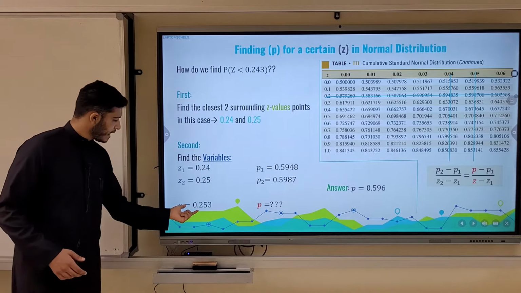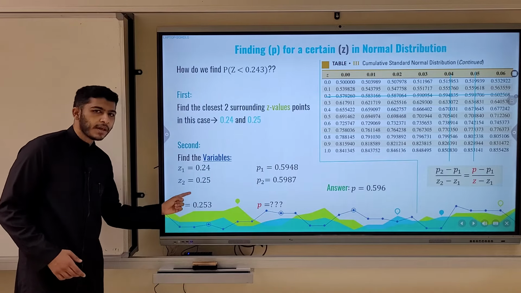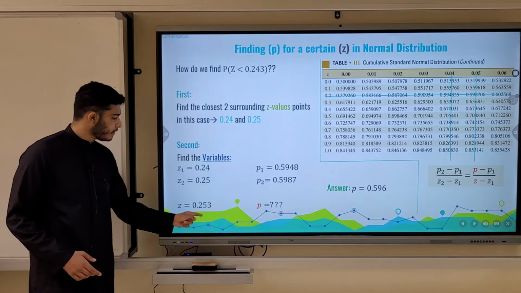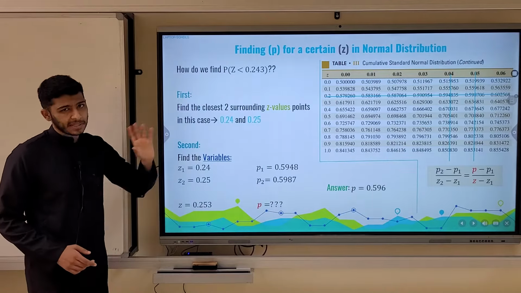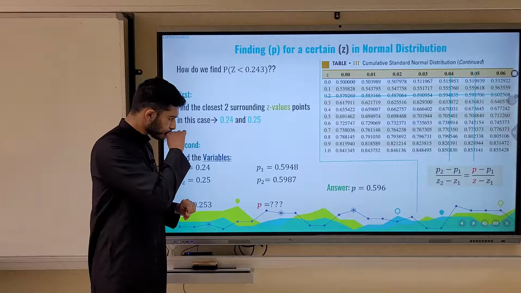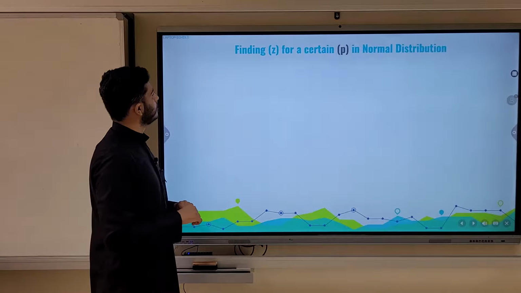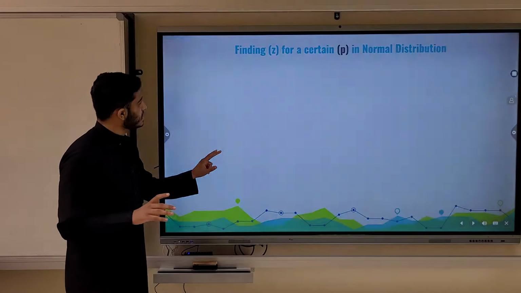Here is a thing: I have put 0.25 here. It should be 0.243, this number there, but I made a mistake. I apologize.